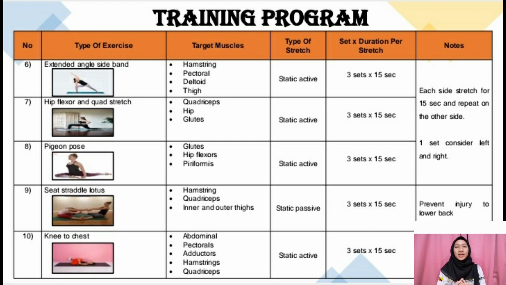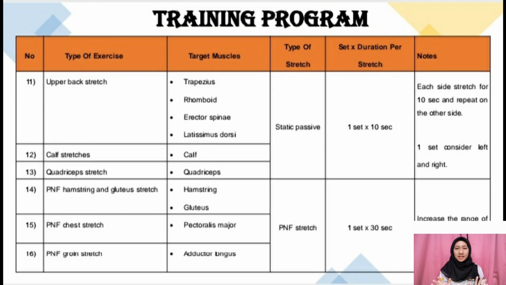The last exercises are sit straddle, lotus, and knee to chest. They are performed in 3 sets and 15 seconds for each stretch. After finishing all the exercises, athletes should do some static stretching such as upper back stretch, calf stretch, and quadricep stretch in 1 set and 10 seconds for each stretch. Then follow with PNF stretching such as hamstring gluteus stretch, chest stretch, and groin stretch in 1 set and 30 seconds.